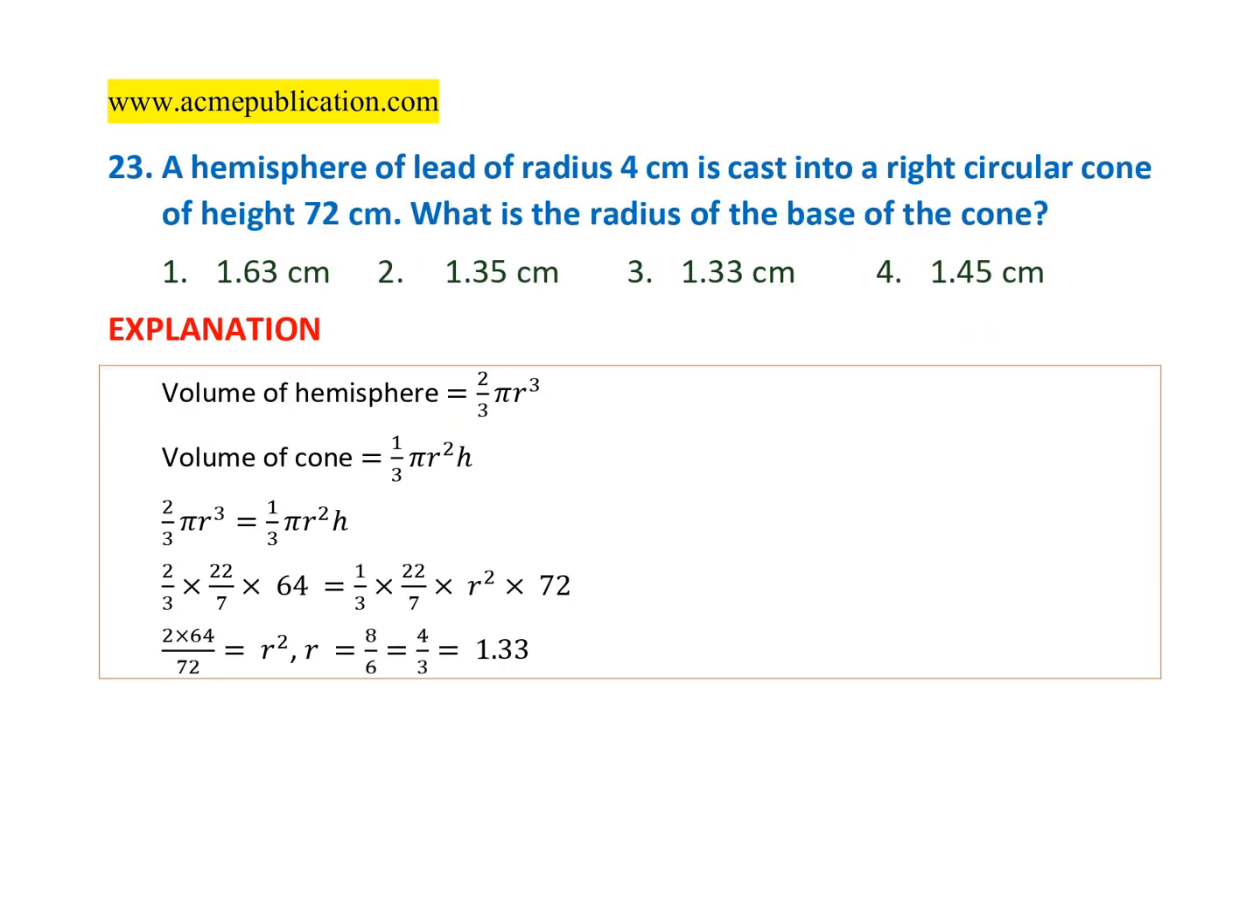A lead hemisphere of radius 4 cm is cast into a right circular cone of height 72 cm. What is the radius of the base of the cone? Taking the formula of volumes of hemisphere and cone, both the volumes are the same, so we can put volume of hemisphere is equal to volume of cone. Now putting the value of radius r in the hemisphere, as we know the radius of the hemisphere, we can easily solve this equation, and the r of cone will be 1.33 centimeter.